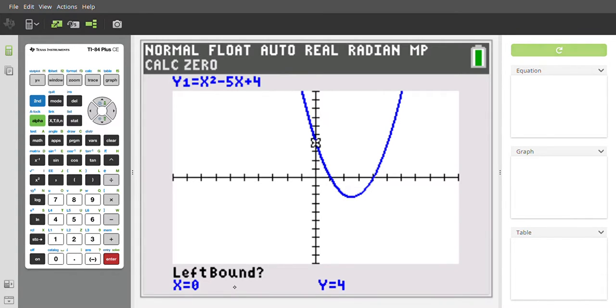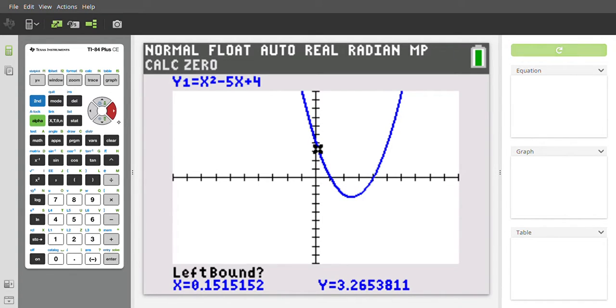Now you'll notice that the calculator at the bottom of the screen says left bound with a question mark. What we're going to do is build walls on either side of the 0. The 0 looks, by the way, like it's at x equals 1 right there. So we're going to move a little bit closer, but on the left. Then I hit enter, and it builds a wall on the left side of that x-intercept.